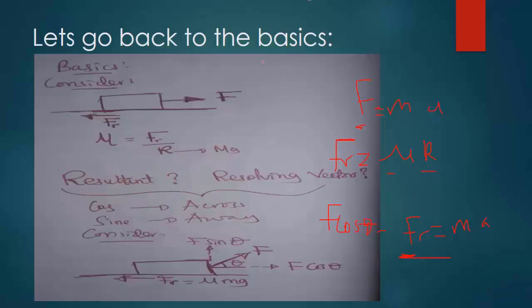Lakini normal reaction hapa ni nini? Tunajua weight inaact chini, sawa? Lakini kumbuka kuna hii component inaact juu, F sin theta. So eventually huyu weight anapunguzwa na huyu hapo, kwa sababu huyu ana oppose. So eventually normal reaction itakuwa ni weight mg minus the upward component, the vertical component ambayo ni F sin theta. So ukipata hapa value hii ndio itakuwa reaction, utaiweka hapa reaction times coefficient, na hii ndio itakuwa friction hapa, minus friction ni mass times acceleration.